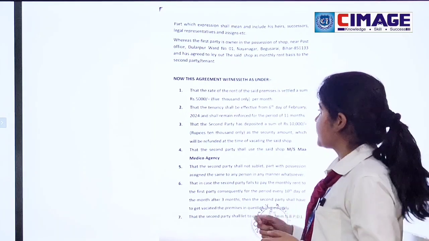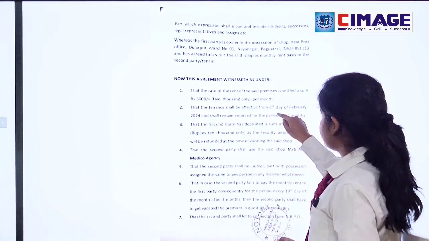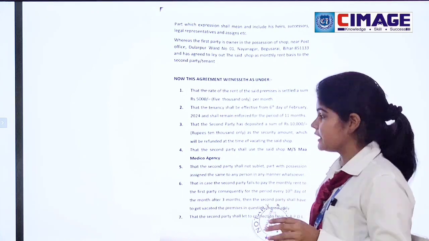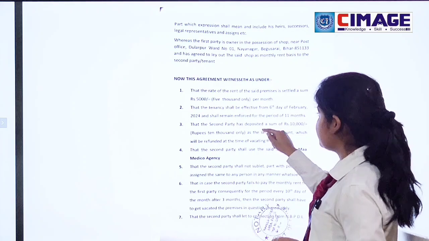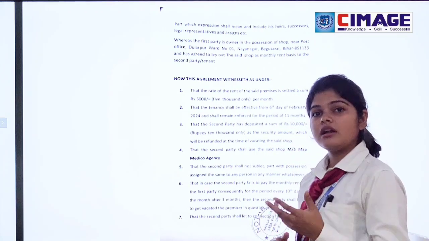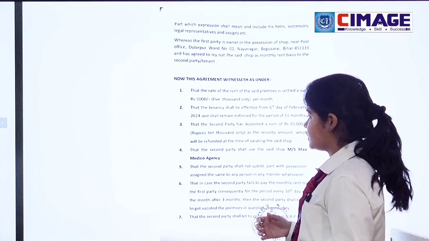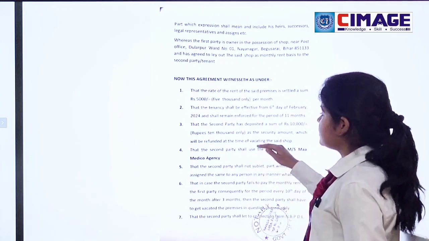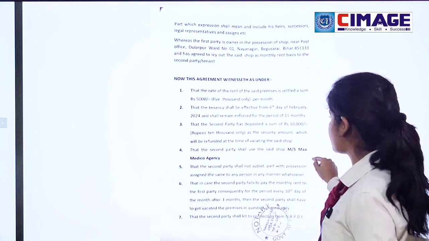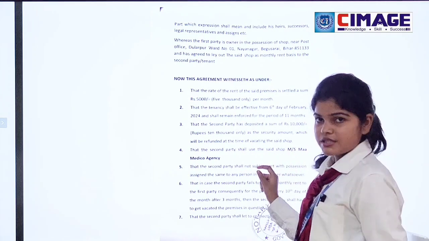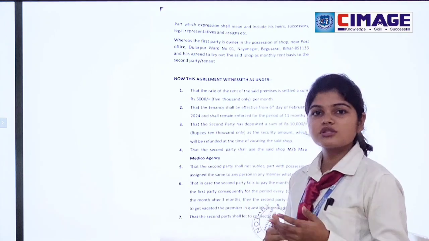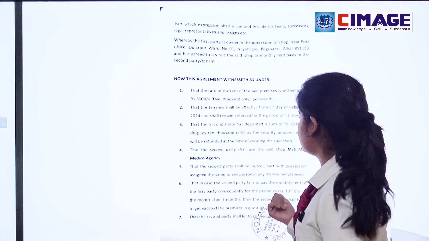The tenancy shall be effective from the 6th day of February. After that, the second party has deposited a sum of 10,000. The amount the second party has already paid to the landlord is also mentioned. The agreement also states the purpose for which the second party is signing: the second party shall use the said shop for Messrs. Ma Medico Agency. The second party shall not sublet, so it is signed in this agreement that subletting is not allowed.